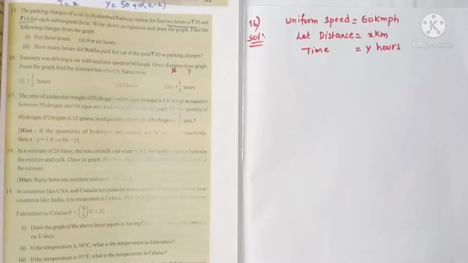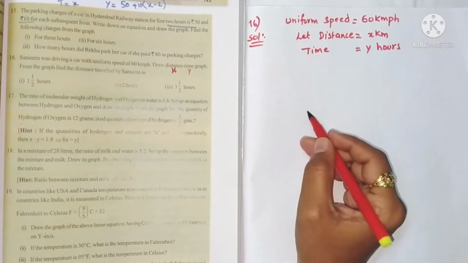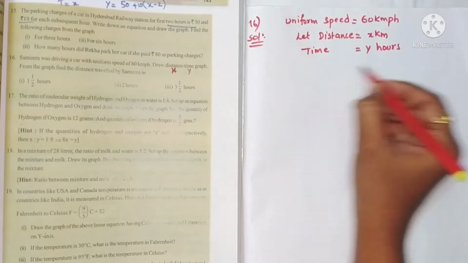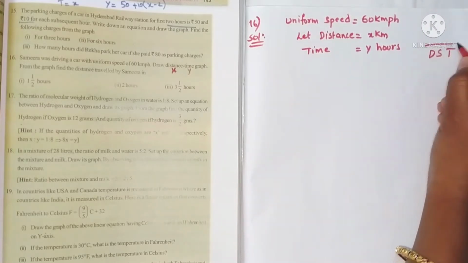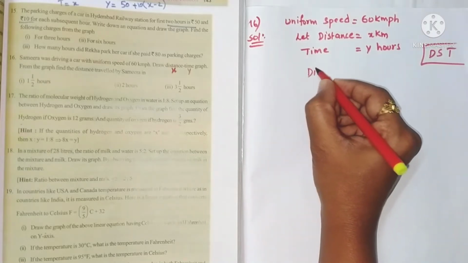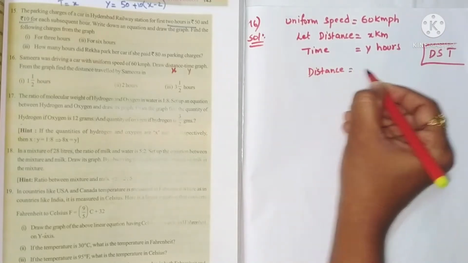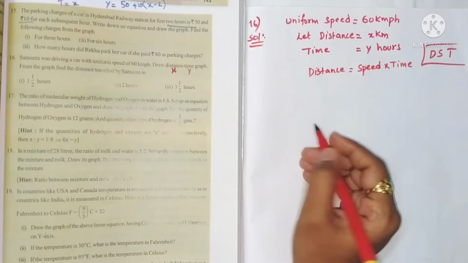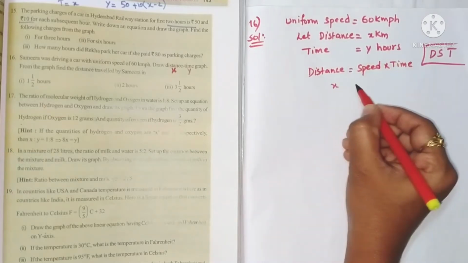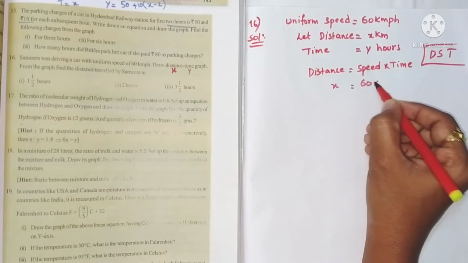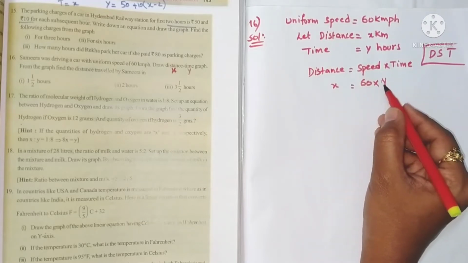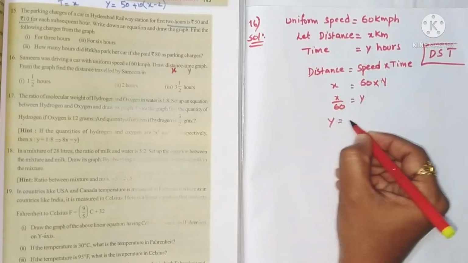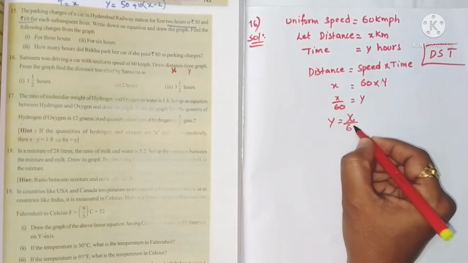Okay. So here we have speed, distance, time. One formula is there for these three terms, that is DST. Just remember DST. So distance is equal to speed into time. Here, distance is x, speed 60 and time y. We want to find out y, right? So x by 60 equals y. So y equals x by 60.